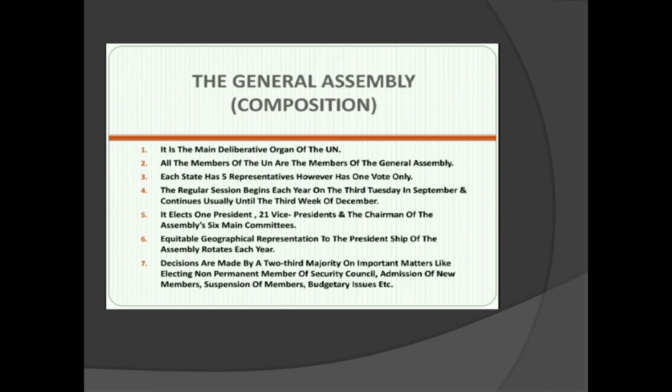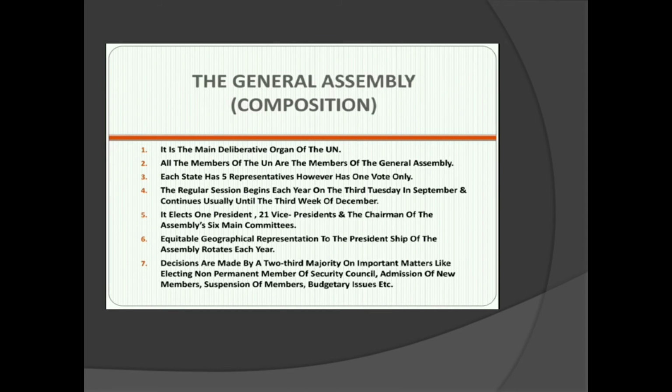The regular sessions of the General Assembly begin on the 3rd Tuesday of September. So, every year in the month of September, the 3rd Tuesday is the day when the session of the General Assembly begins, and this continues till the 3rd week of December every year. At the beginning of each session, the Assembly elects its new president. Right in the beginning, a new president is elected every year.